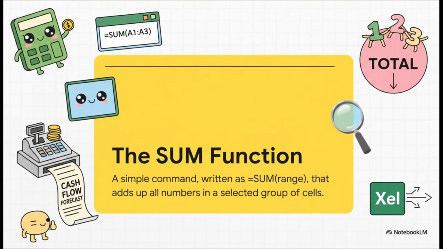So the main tool we're going to use, our absolute workhorse, is the sum function. And don't worry, it's incredibly easy. You just type equals sum, open up some brackets, highlight the group of numbers you want to add, close the brackets, and press enter. That's it. It's the first key to making this whole thing automatic.